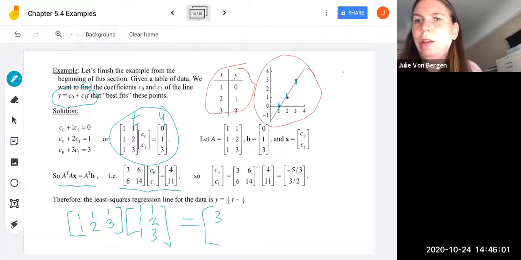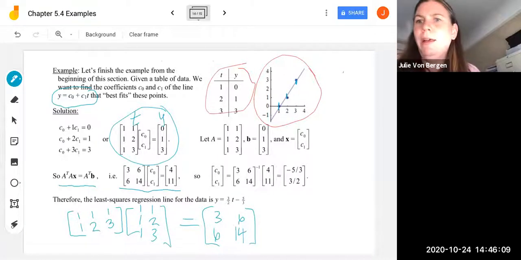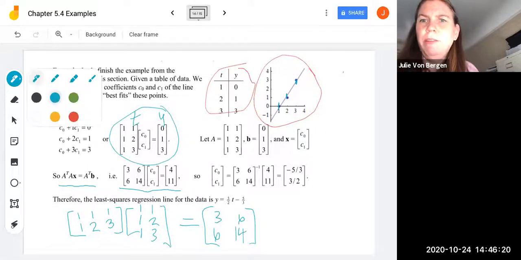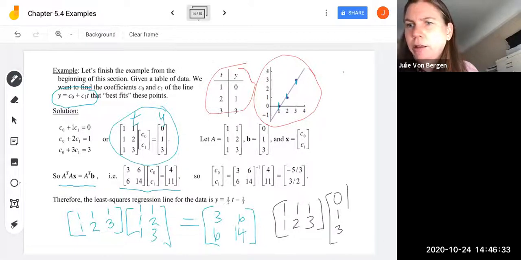So this is where the 3, 6, 6, 14 came from. You can verify. And then now we've got to find A transpose B. So that's where the 4, 11 comes from. A transpose B came from this calculation: 1, 1, 1, 1, 2, 3, and then B was 0, 1, 3. So that is the 4, 11.